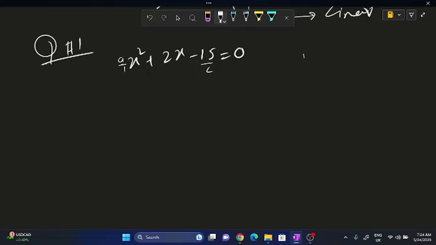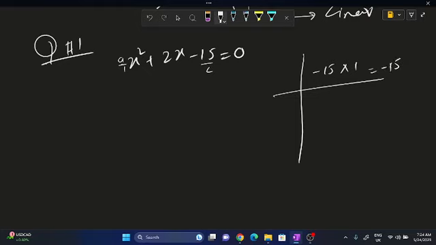So first of all, multiply c with a. C is minus 15 and a is 1. Be sure to be consistent about the sign. If you choose the wrong sign, then your whole answer would be wrong. So be consistent with the sign. So this is minus 15 and a is 1 over here. So this is 15 times minus 1, which is minus 15.